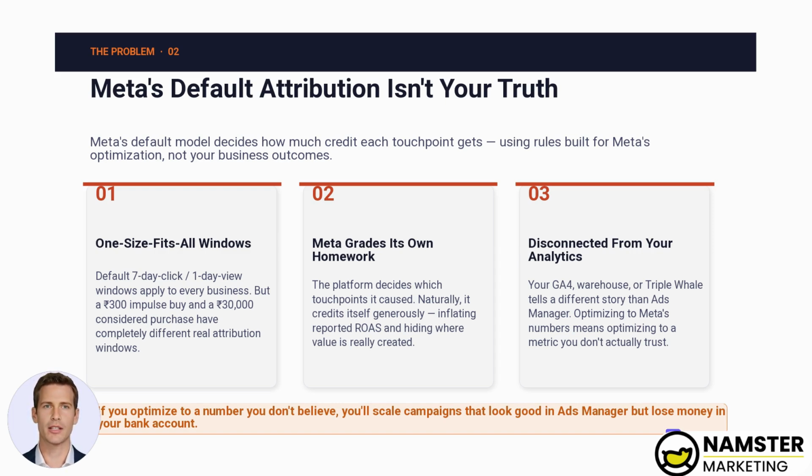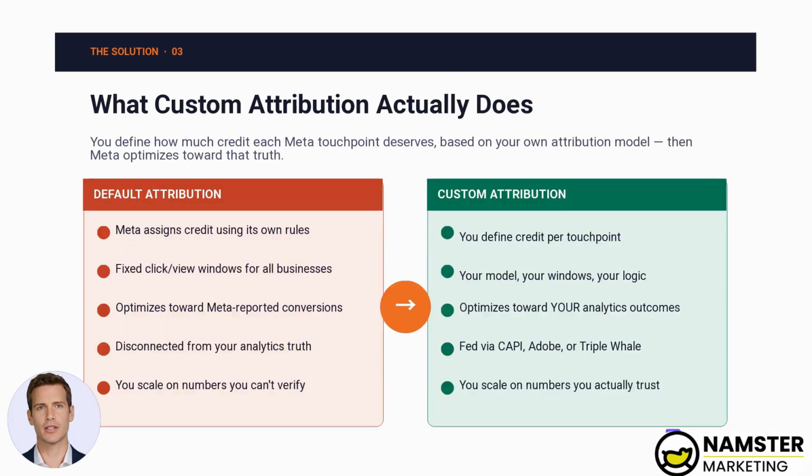Finally, these numbers are disconnected from your analytics. If you optimize to numbers you do not believe in, you will scale campaigns that look great in Ads Manager but actually lose money in your bank account. So, what does custom attribution actually do? It shifts the logic from platform-centric to business-centric.